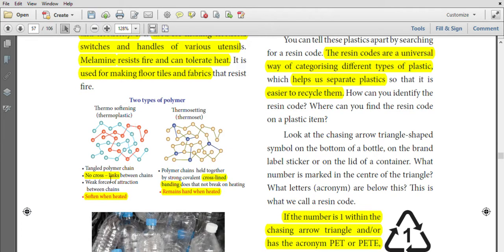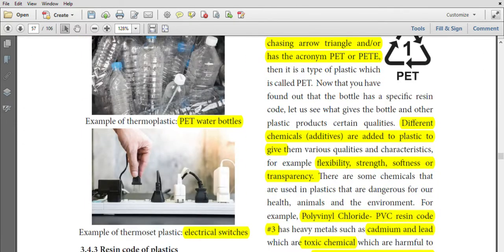In thermoplastics, no cross-links are found. They soften when heated. In thermoset plastic, cross-linked bonds are present. It remains hard when heated. Polyethylene terephthalate water bottles: you should not reuse these bottles. Electrical switches are made of thermosetting plastic like bakelite.